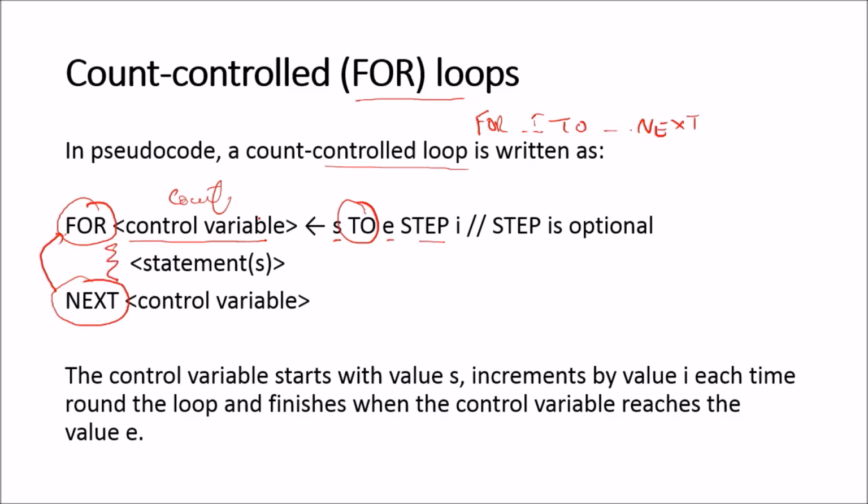So it is doing the counting. The computer needs every piece of information. We have to give every information to the computer, otherwise it is not going to work. It's not a human who will memorize it. We have to store everything in its memory. Now the control value starts with the value s, increments by value i each time round the loop, and finishes when the control variable reaches the value e. Now this e, how is it going to work?